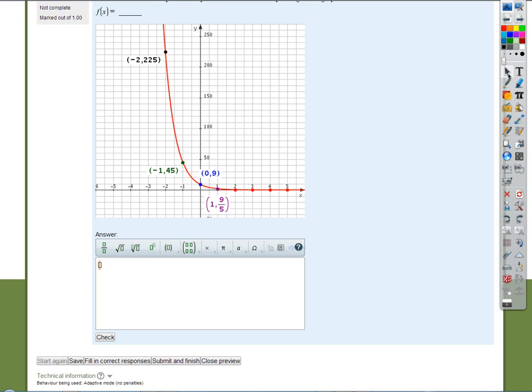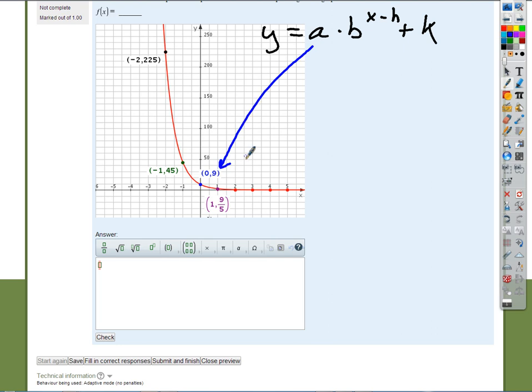Decay. Okay, so if we're writing a decay function, y equals a times b to the x, and then potentially we could even translate this, right? But this one is not translated, so we don't really have to worry about that. What's the value of a? 9. How come? What is a? It's the y-intercept, or the initial value, right? So we can see right away that a is 9.